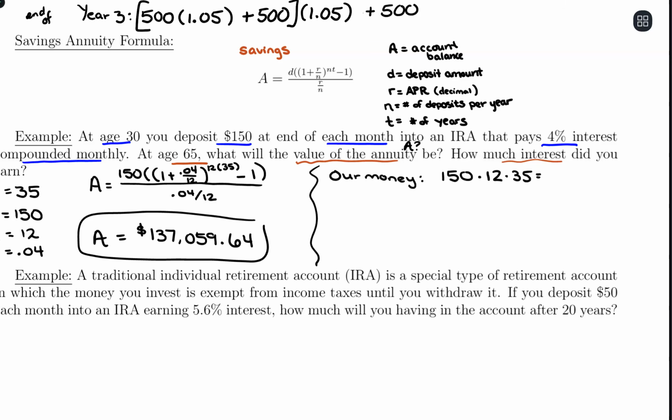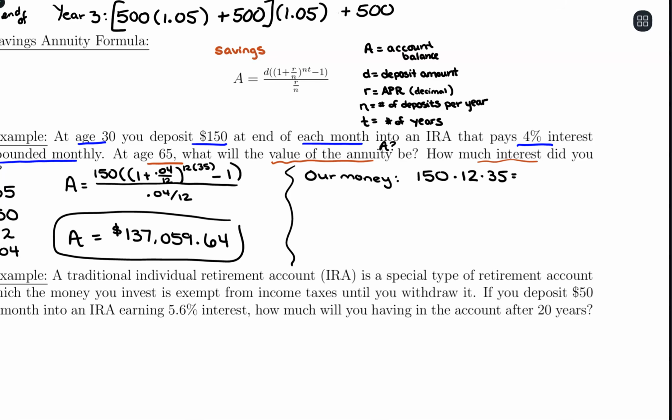And just grabbing that real quick from the calculator. That means over this whole amount of time with this account, we've put in $63,000. What we can see is when we're 65, there's $137,000 in that account. So that rest of it is being made up by interest.